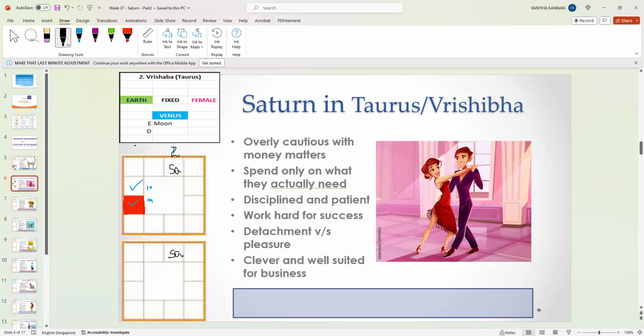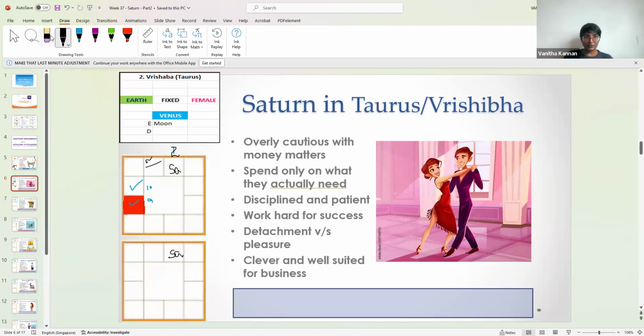What does it mean? For the people who have Mesha Lagna, the second house becomes the Rishaba, and Saturn is placed in it. What is the second house? The main thing, the Dhanasthana. Then how exactly will they behave? They are very careful in their money handling. They are very clever in handling money. They're very good for business.